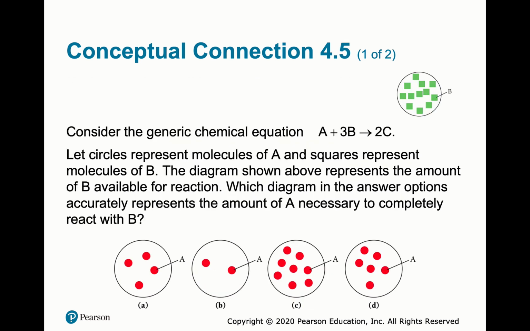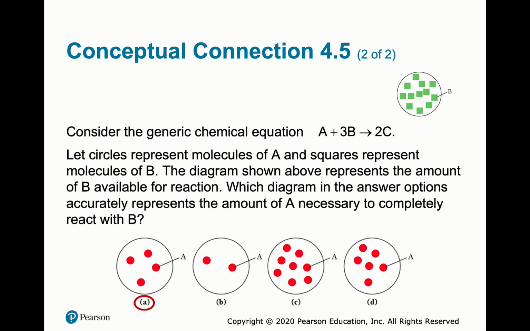and the answer is C. Another one here, consider this equation here, A plus 3B makes 2C. We have a number of B, and which amount of A are we going to react for that amount of B? So we have to count that, so 3, 6, 9. So we have 12 molecules of B, so that means we need 4 molecules of A.